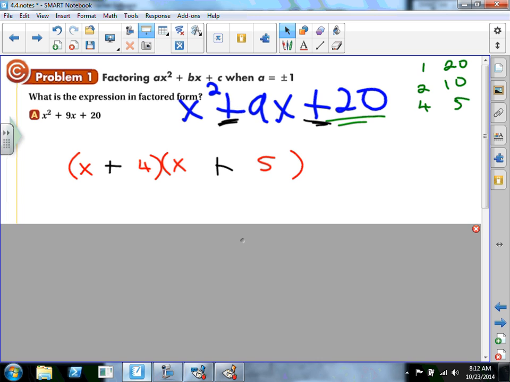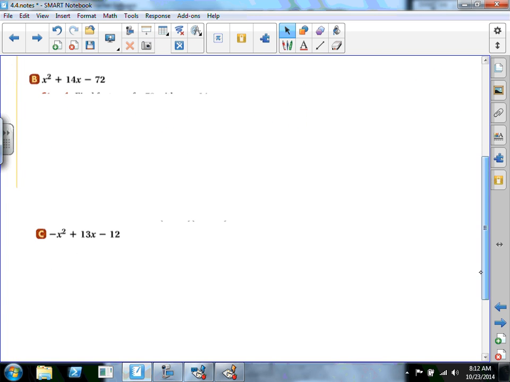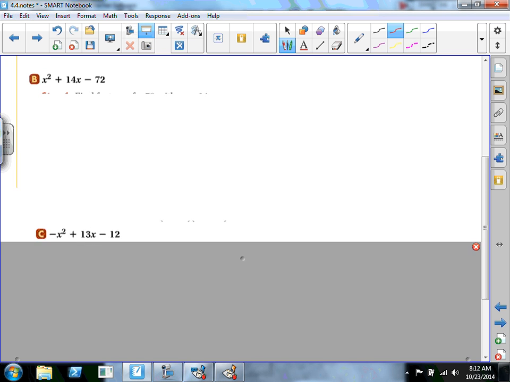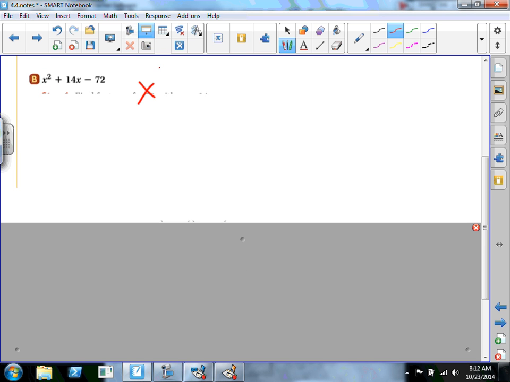So, let's try this next one. In all honesty, if you know factors, you should be able to come up with these a lot quicker than the computer can. Then you could type it into the computer. Let's look at number B here: x squared plus 14x minus 72. So again, I'm trying to find 72's factors that are going to add up or subtract to be 14.